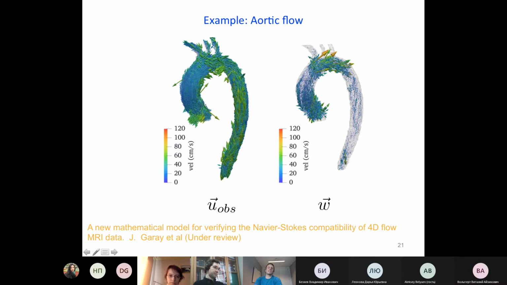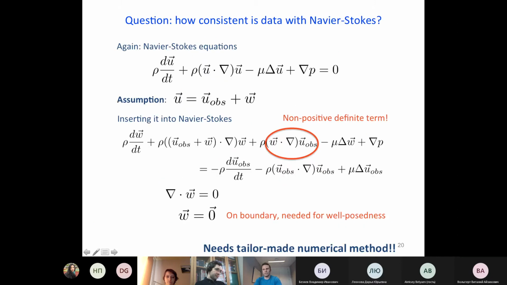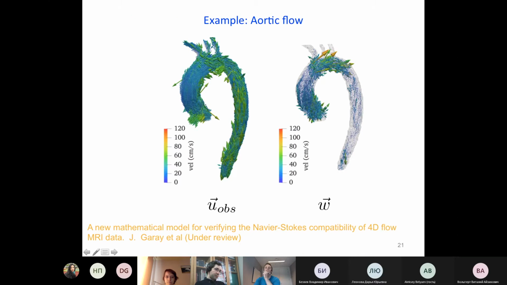So actually, it's hard to tell. I couldn't tell in advance which parts are really how the flow looks, or whether there may be some imaging artifacts. I just don't know. So what if we include this velocity into this new equation that I showed before? We plug the velocity here and we compute this W. And this is how the W looks.